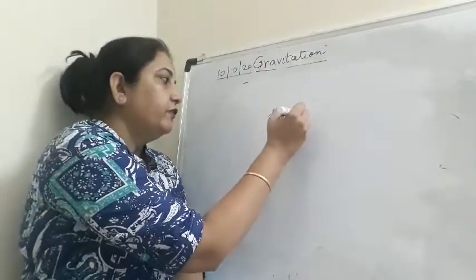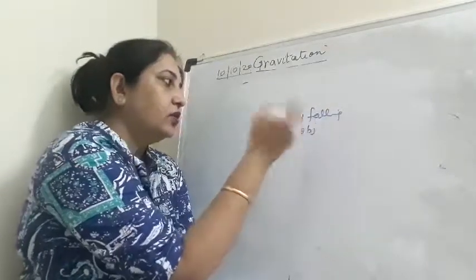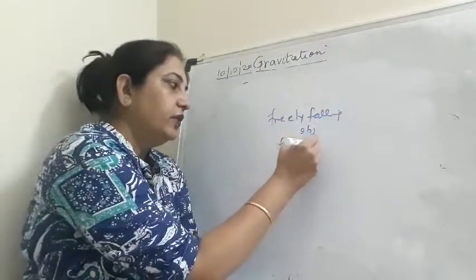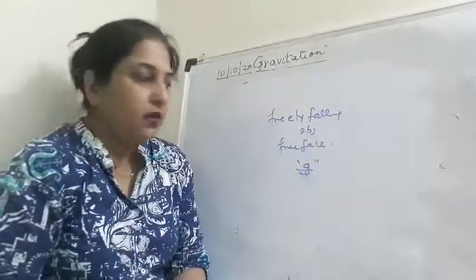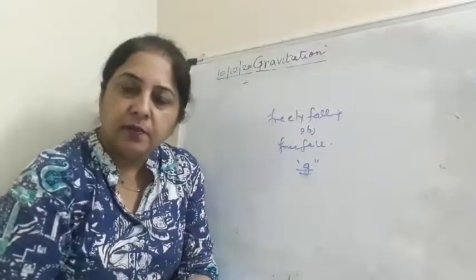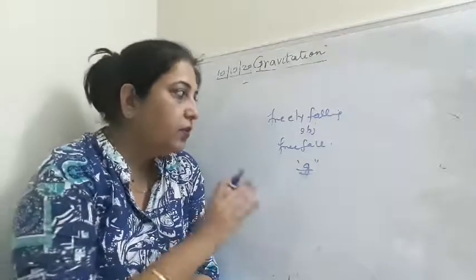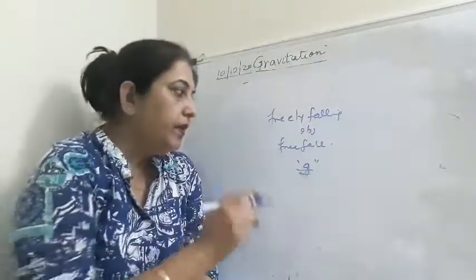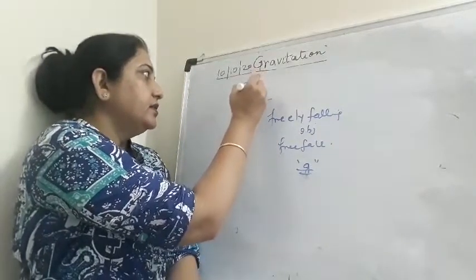Children, we are doing the chapter Gravitation, and in my yesterday's video, I had explained what a freely falling object is. I also explained the meaning of free fall, and we also studied about g. A freely falling object means any object which is falling from a height under the influence of gravity, and this phenomenon is called free fall.